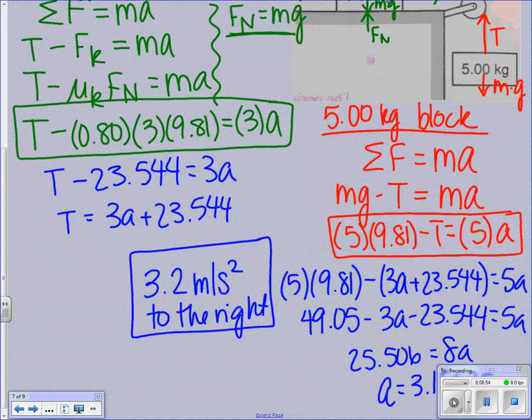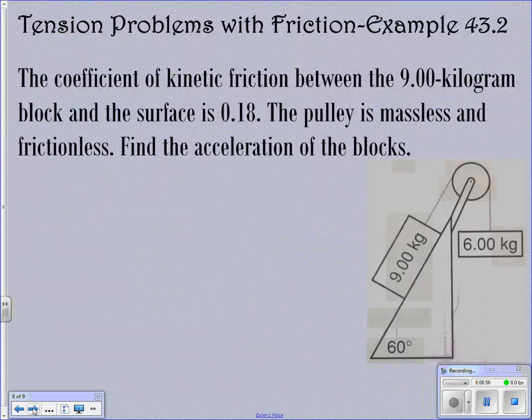Alright, so let's look at the next example. We have 2 blocks connected by a massless, frictionless pulley and rope, but it's on an incline. So again, we're going to start with 2 blocks. We're going to separate them out. I'll start with a 9 kilogram block.